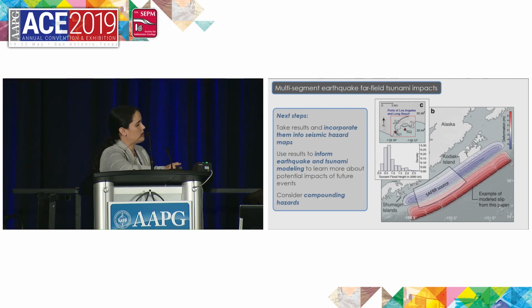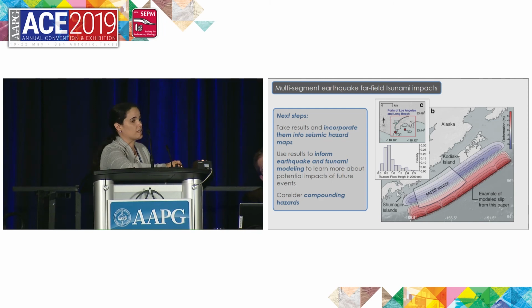So we need to now consider, instead of just the Semidi source on the Semidi segment, both the Semidi and Kodiak segments that can potentially rupture at the same time. And so what we've done here is model a multi-segment rupture. For this paper that we're working on, we've done the full rupture, but this is pretty unrealistic. This is a very big earthquake. It'd be a very bad day for Alaska and California.